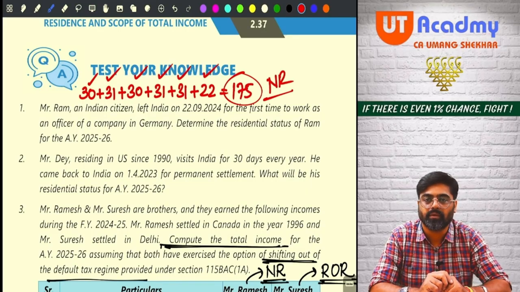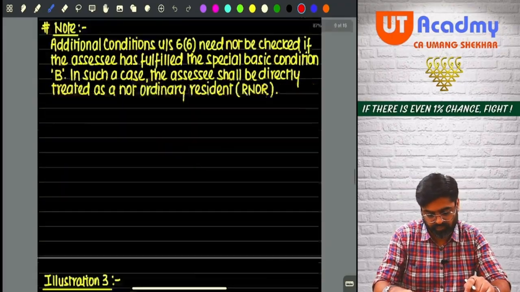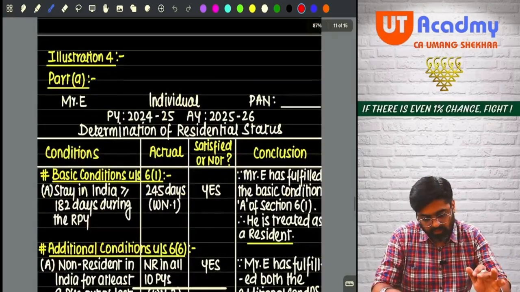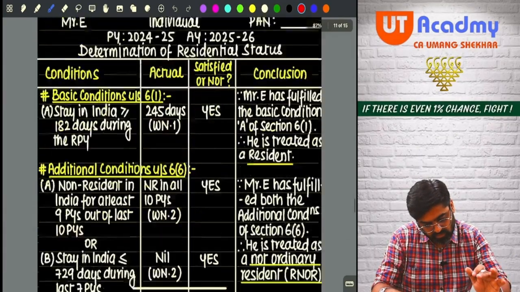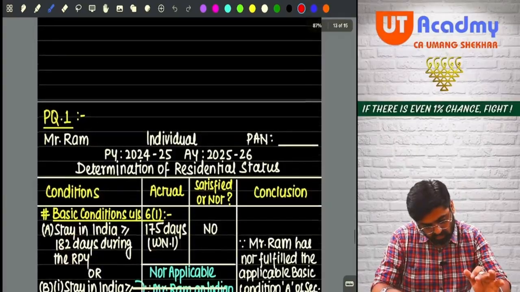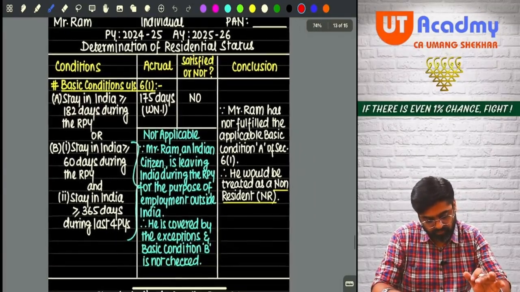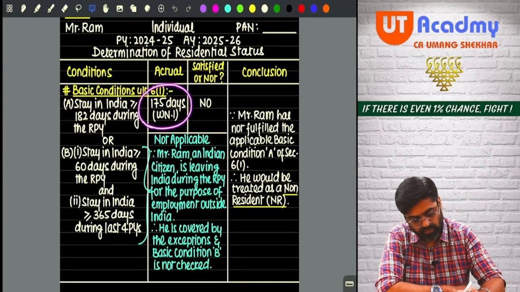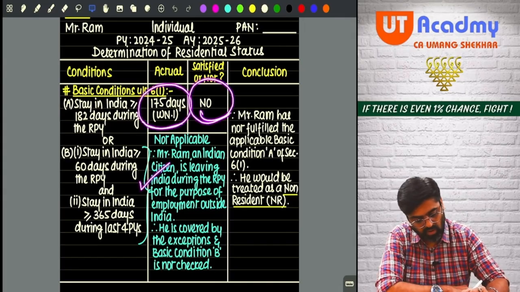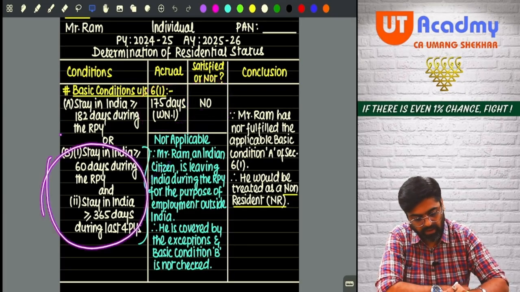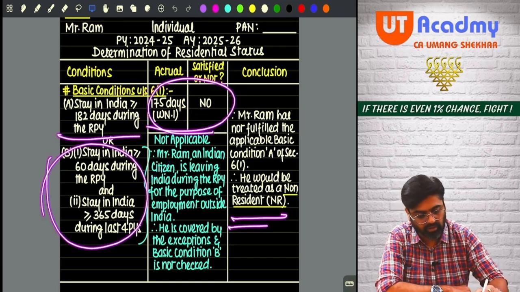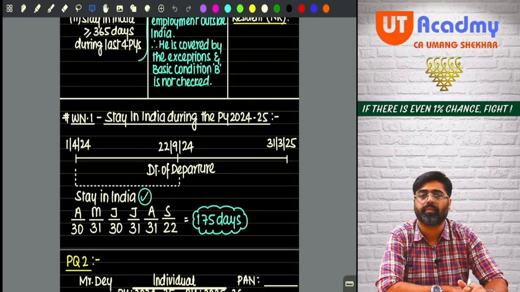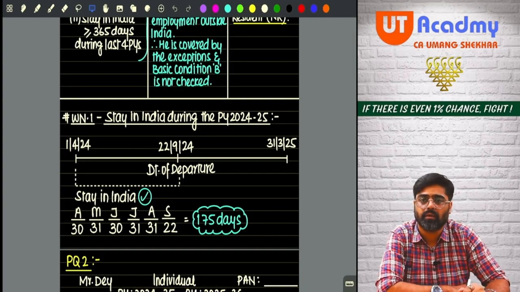Okay. Please check the solution. Third illustration was done, no? Okay. This is practice question 1. Come on. See. Practice question 1. 175. B is not applicable. A is applicable, which is not satisfied. Hence, he is a non-resident. How did you get 175? This is the calculation of 175. Done? Okay, perfect.